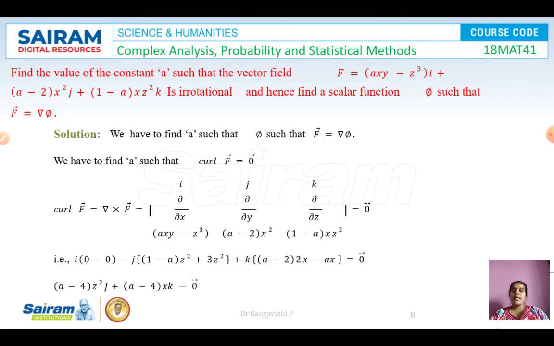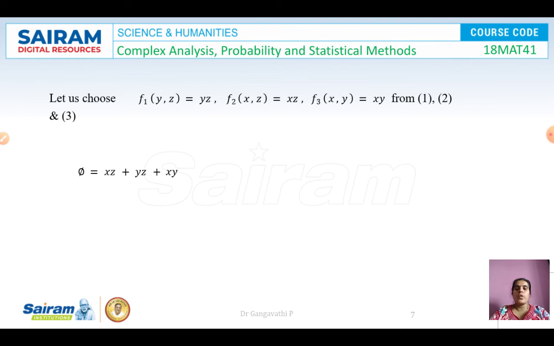So let us see another example. Find the value of a constant a such that the vector field f is equal to (axy minus z cube) i cap plus (a minus 2) x square j cap plus (1 minus a) x z square k cap is irrotational, and hence find the scalar function phi such that vector f is equal to grad phi.